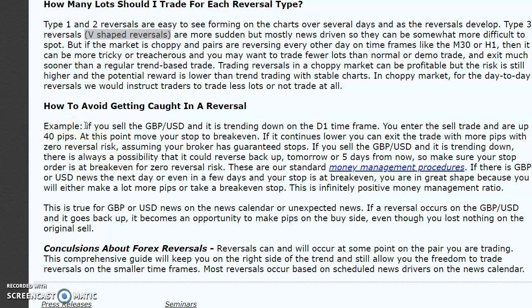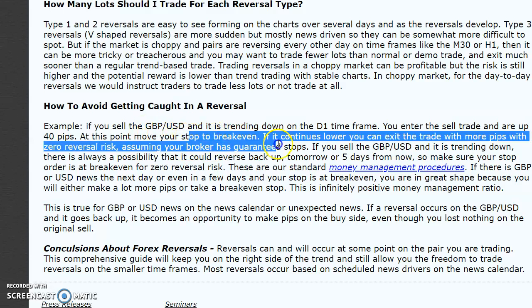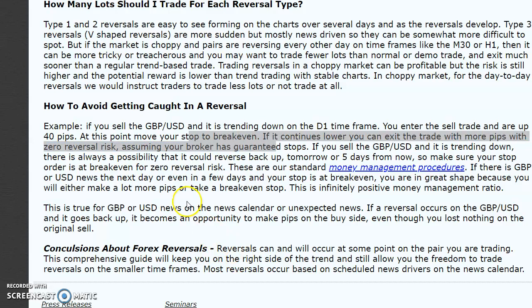One thing you can do is to avoid getting caught in a reversal. If you sell a particular pair like the pound USD and it's trending down and you're up about 40 pips, what you can do is just move your stop to break even. If you move your stop to break even, then you're starting to eliminate the risk of reversal or getting caught in one. And just make sure your broker has guaranteed stops.